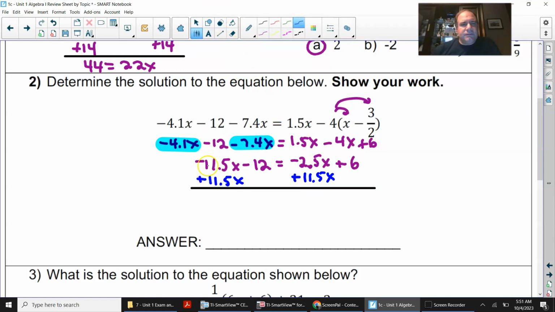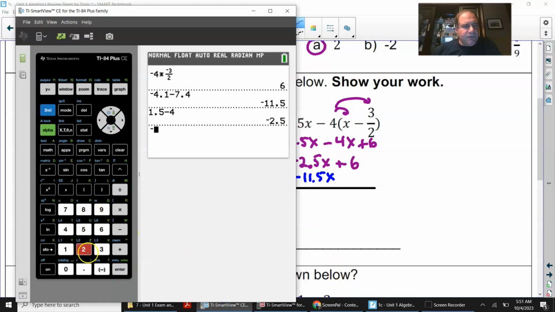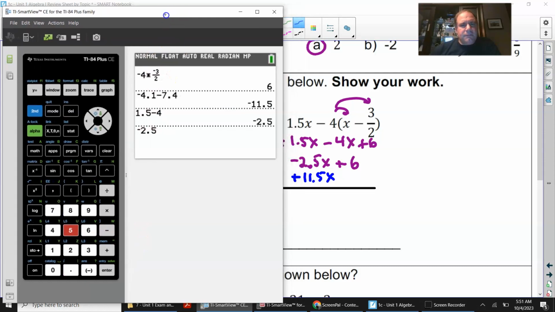This cancels. This is negative 12 equals, and I'm just going to bring the calculator up again. Negative 2.5 plus 11.5. Being very careful. 9.